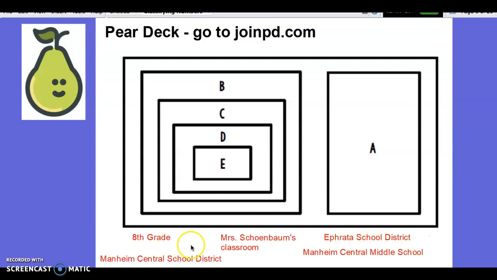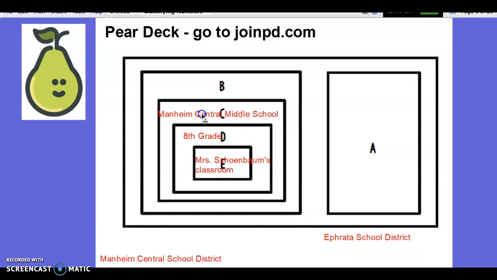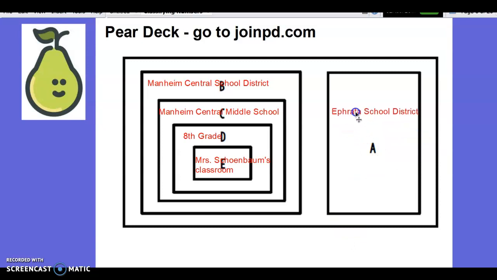All right, so as you look at these terms at the bottom, the smallest group is probably Mrs. Schoenbaum's classroom. So one teacher's classroom would be the smallest out of all the things down here at the bottom. Now, Mrs. Schoenbaum's classroom is inside of the 8th grade, and the 8th grade is inside of the middle school, and the middle school is just a part of the Mannheim Central School District. Now, Ephrata School District has nothing to do with any of those things, so it's going to be just off by itself over here.